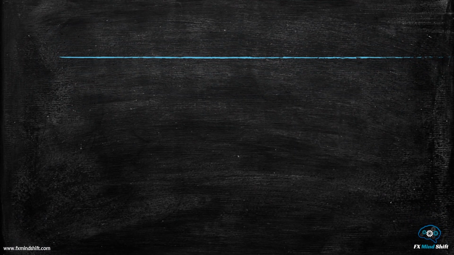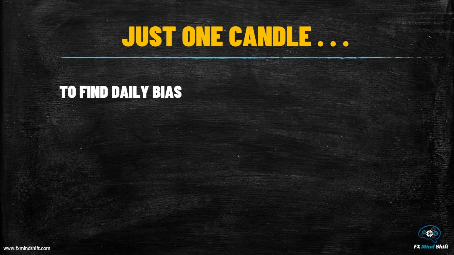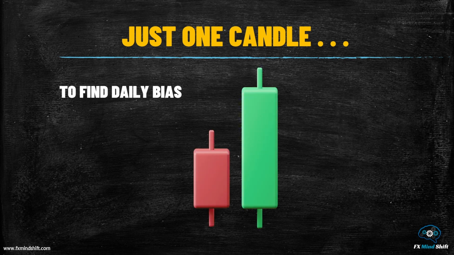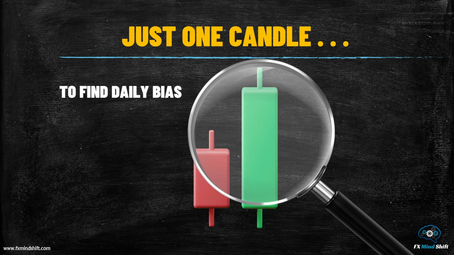So many traders still struggle with the concept of daily bias. And for those that can never get it right, it causes them to trade in the wrong direction every single time. But what if I was to tell you that just one candle is all you really needed to find an accurate daily bias, and that one candle would tell you exactly where the market wants to go, where traders are going to be trapped, and where the highest probability setups were going to occur?